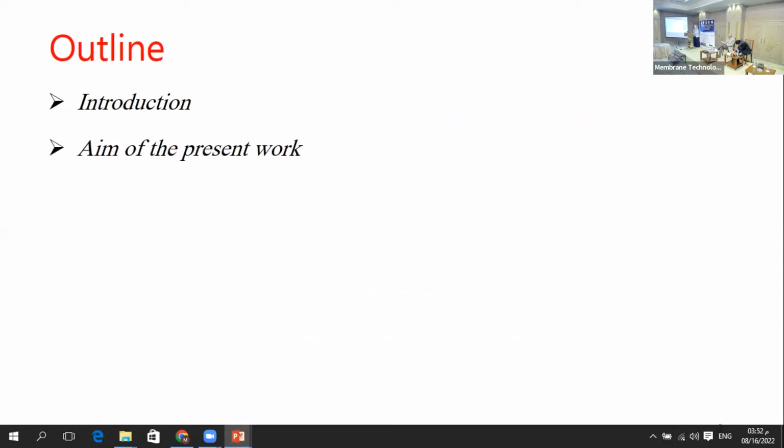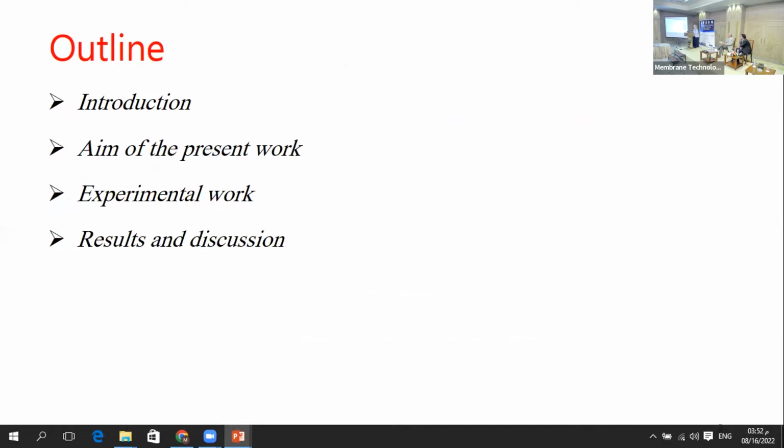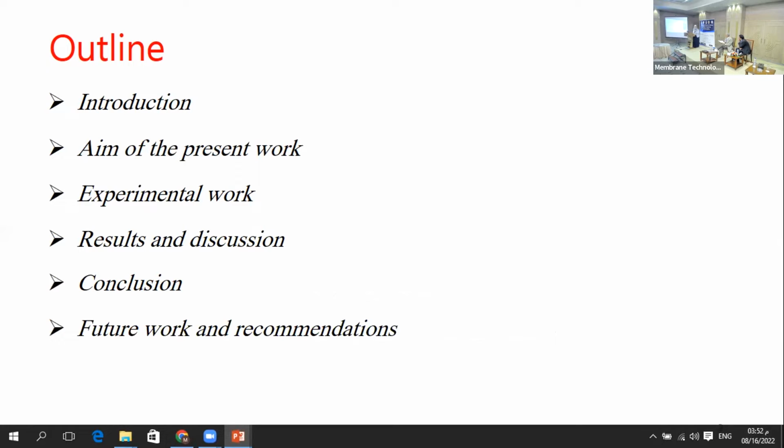The outline for the presentation today is introduction to the present work, then the experimental work and the relevant discussion, followed by conclusion, the future work, and recommendations.